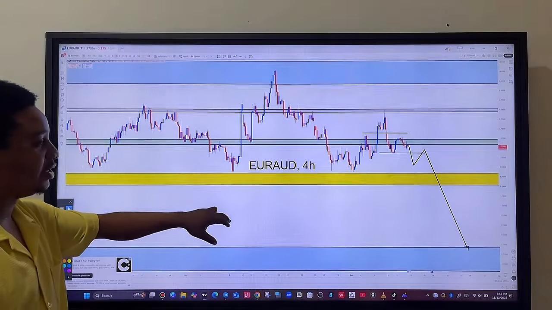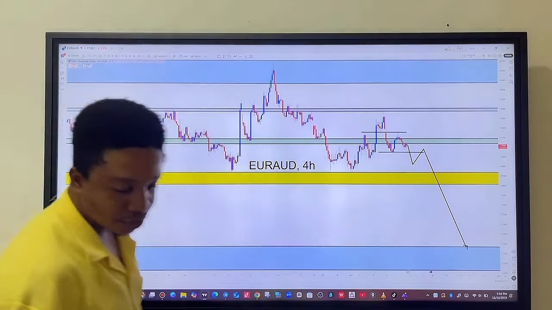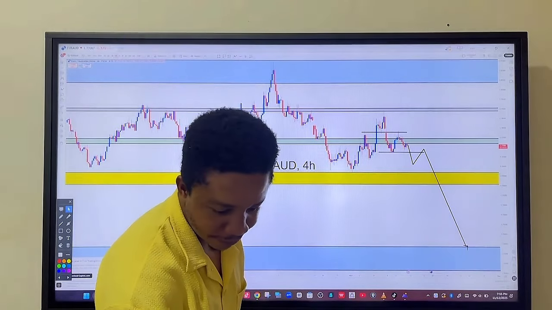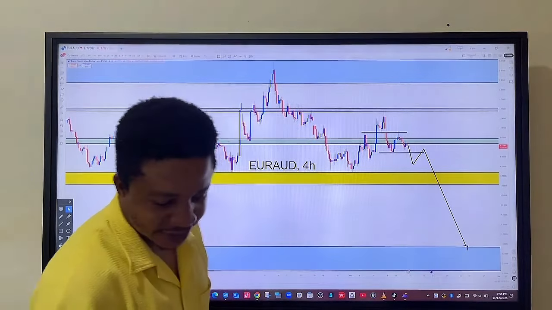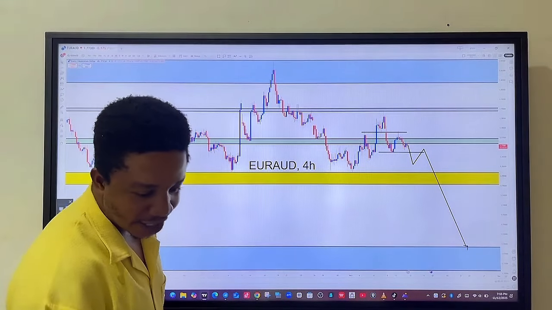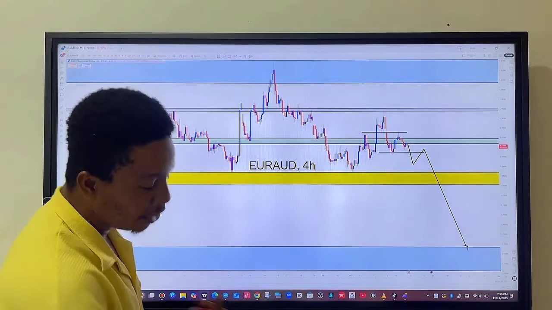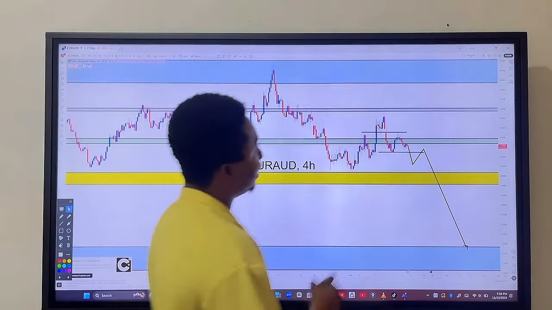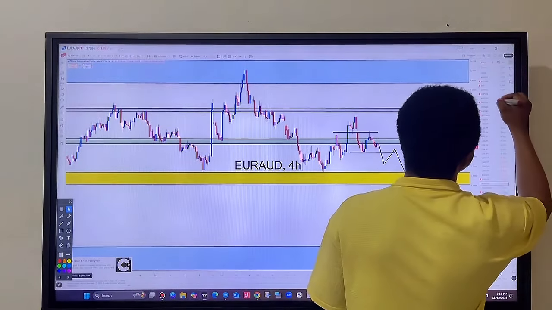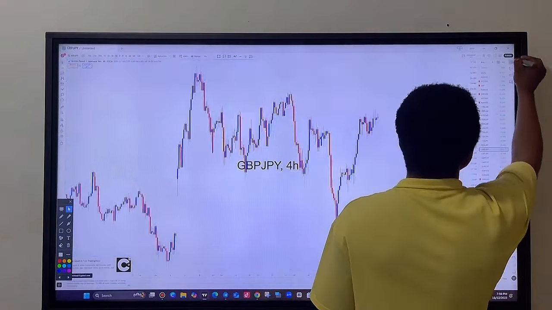Let's go to the next one. Okay, I'm seeing GBP JPY. I'm also seeing EU. I'll do all of that. Let's go to GBP JPY. Okay, so this is GBP JPY.